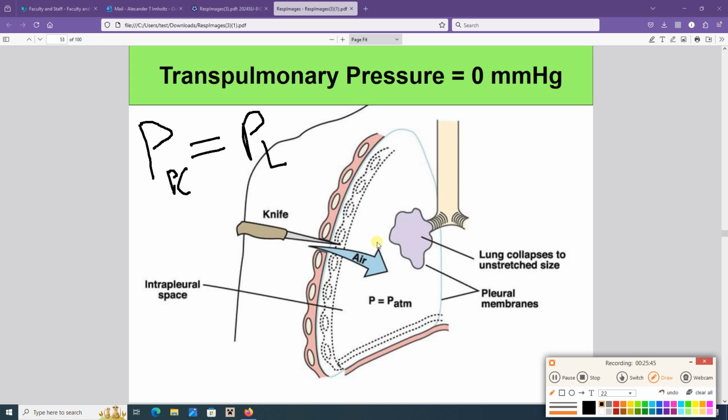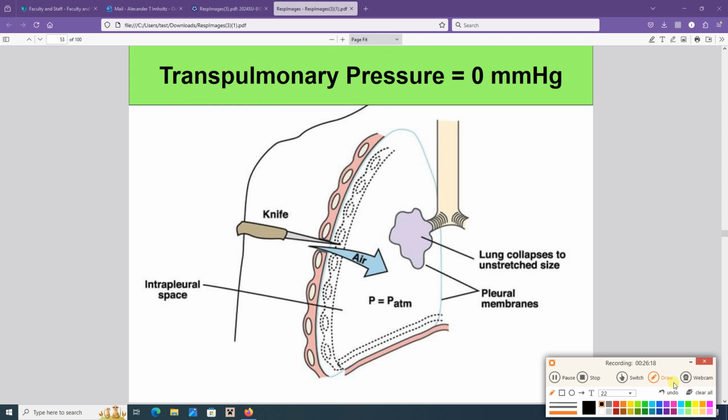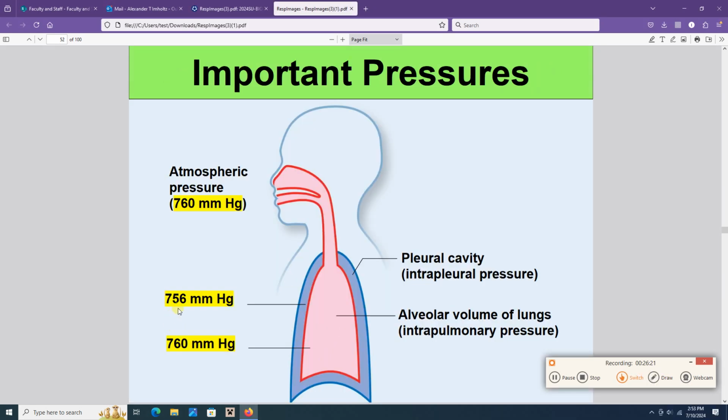It collapses. So you always have to have a lower pleural cavity pressure. And that difference between the pleural cavity and the lungs is called your transpulmonary pressure. And this is what happens when it equals 0. We don't want it to equal 0. So to reiterate, we always got to have pleural cavity pressure lower than lung pressure. That keeps the lungs from collapsing. And you should know these numbers, okay?